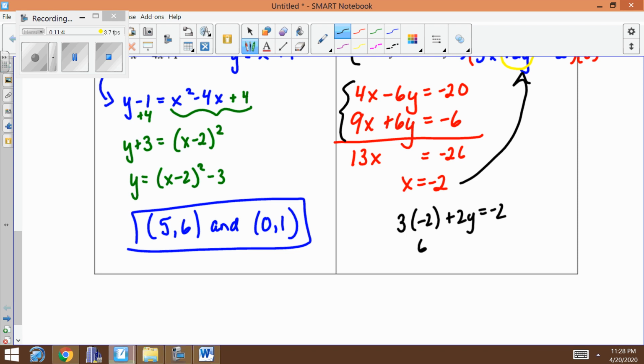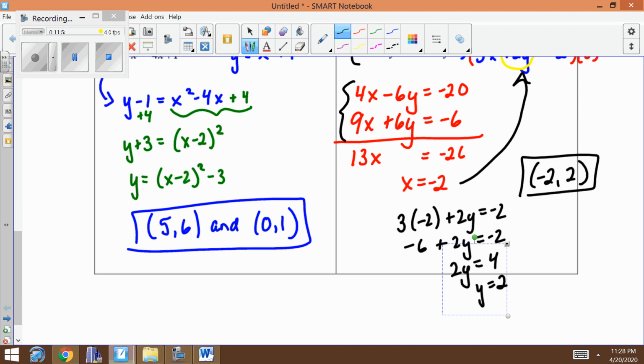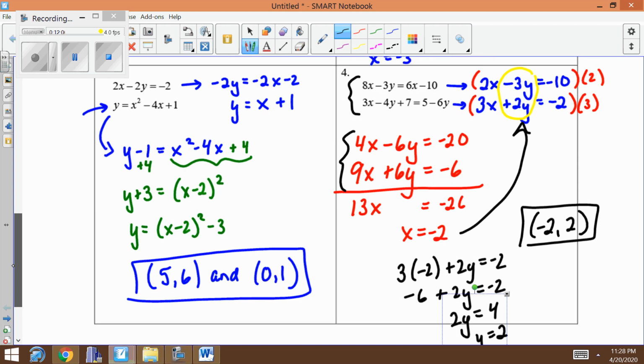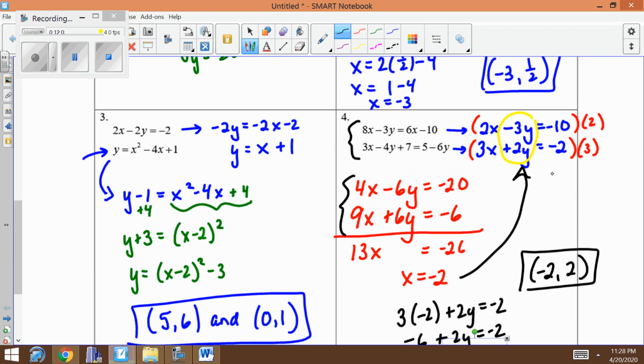That gives us negative 6 plus 2y is negative 2. When I add the 6 and divide by 2, we get a positive 2. So (negative 2, positive 2) is our solution for number 4. Again, this one I chose to do elimination here.